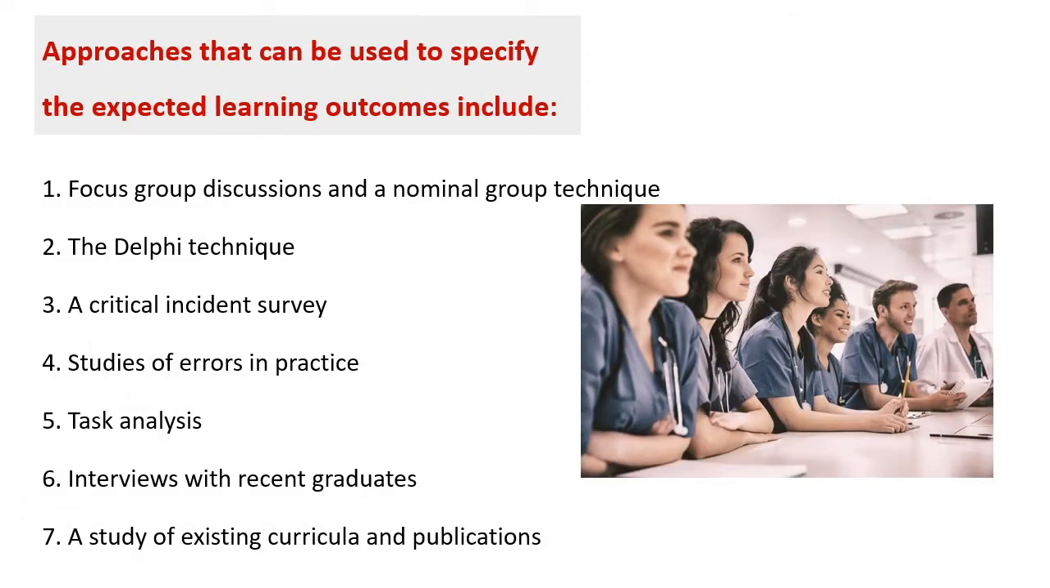Methods that can be used to specify the expected learning outcomes include focus group discussions and nominal group technique, the Delphi technique, critical incident survey, studies of error in practice, task analysis, interviews with recent graduates, and a study of existing curricula and publications.